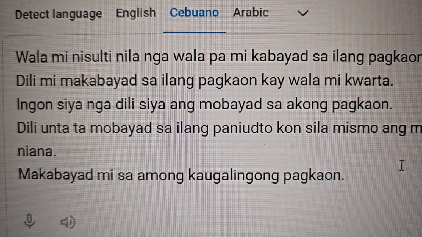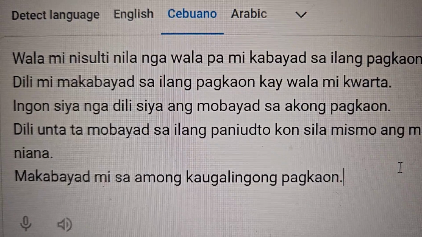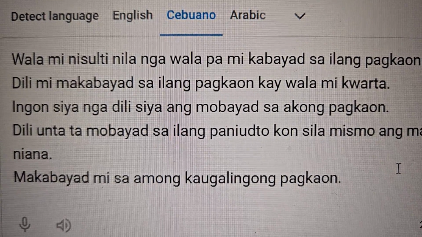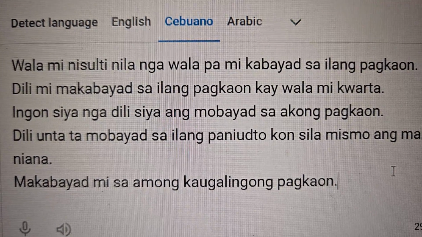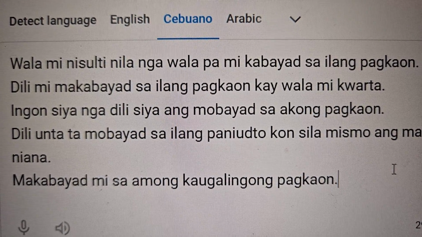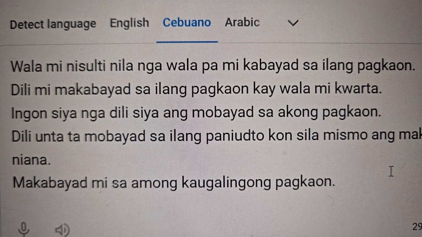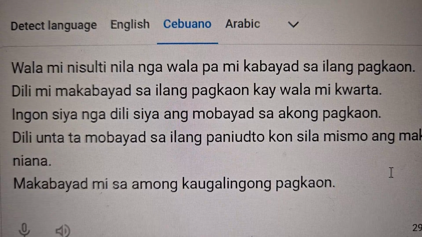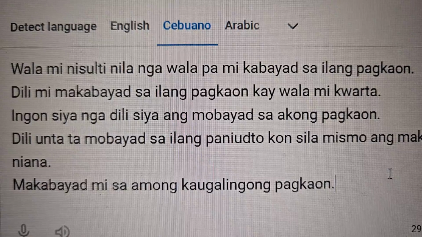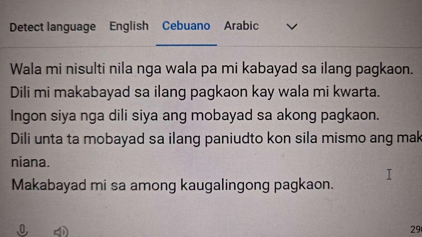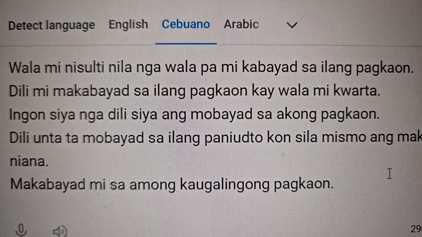So wala mi nisulti nila. Nila is them. We didn't tell them. Wala mi nisulti nila nga. So that's that. And then the second part is wala pa mi. So we didn't yet. And then we see the bayad, to pay. And then we see the ka, which is part of the prefix maka, which is an ability to pay. So here we're saying wala pa mi kabayad.